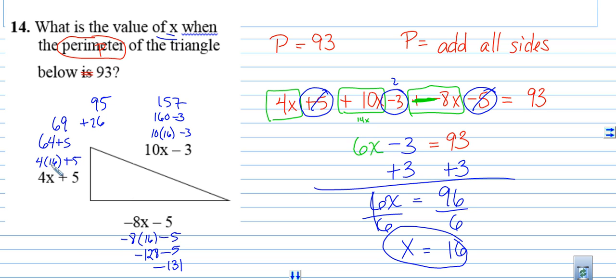4 carried 2. 64 plus 5. 160 minus 3 is 157. 8 times 6 is 48. Carried 4, 128. Oh, it's 133, not 131. Okay, and so then that should take 2 more off of this, which would make it 24, which will make that 93.